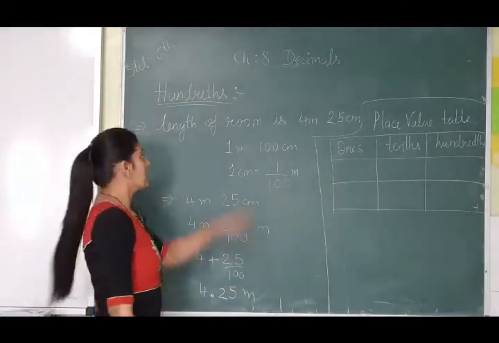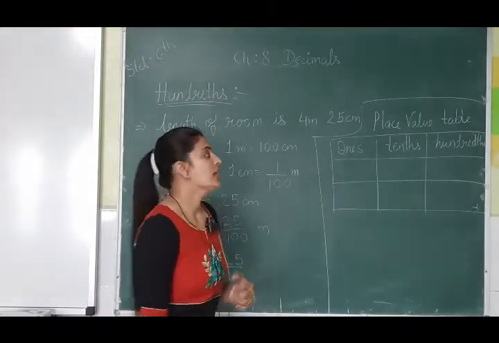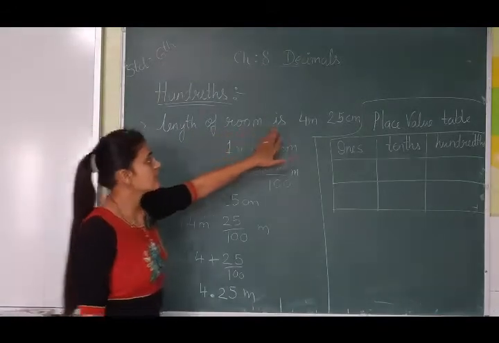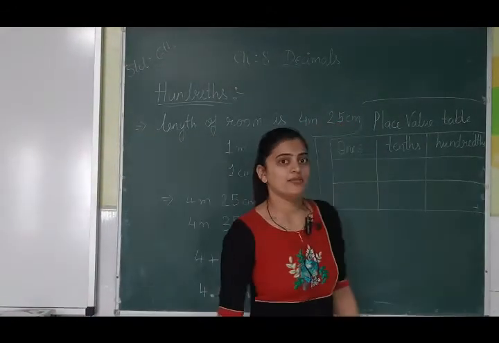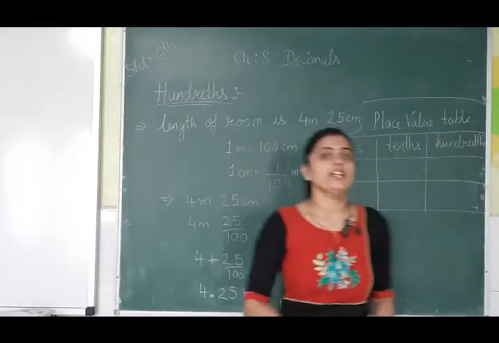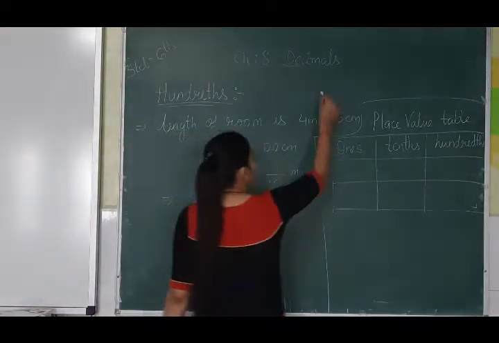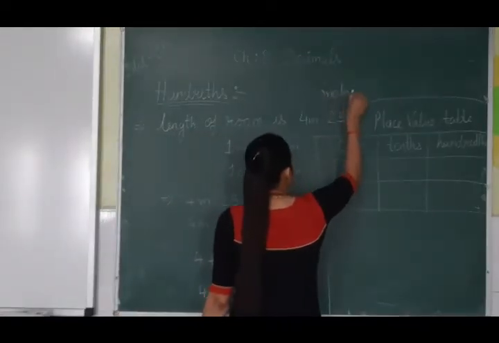Now a new topic, it is about hundredths. We have learnt about tenths, now about hundredths. The length of a room is 4 meter and 25 centimeter. It is given in meter and centimeter. Now you have to find out the length of the room in only meter.